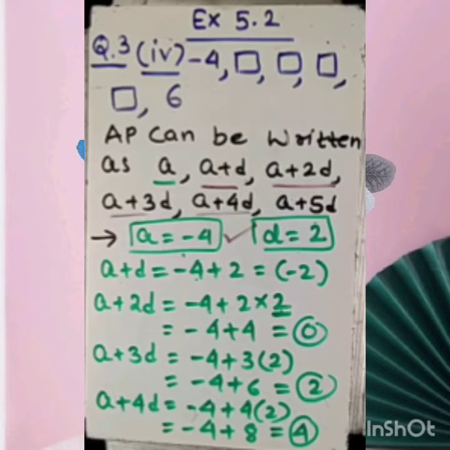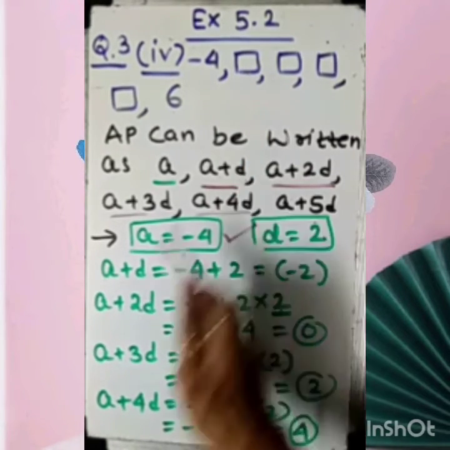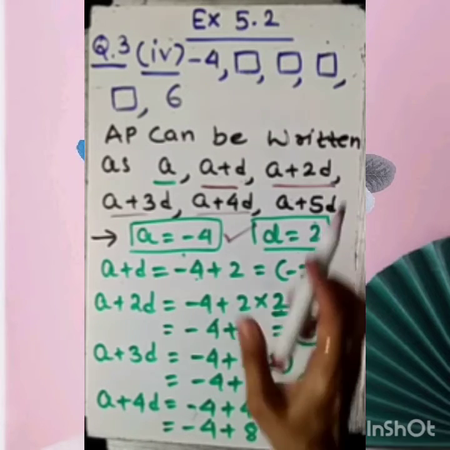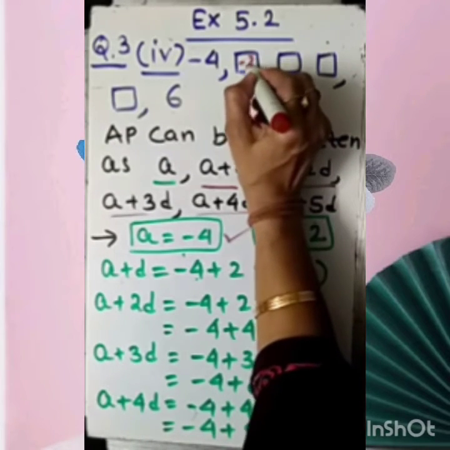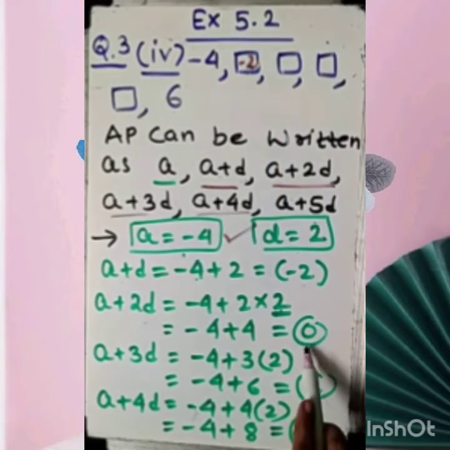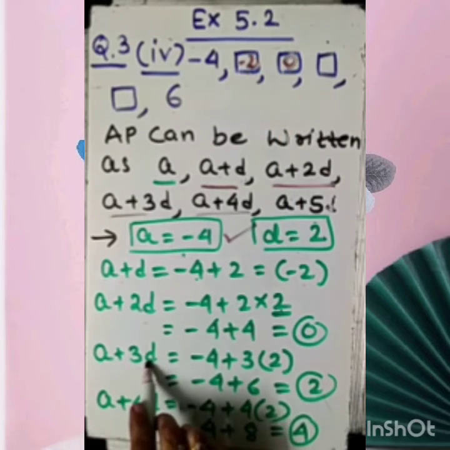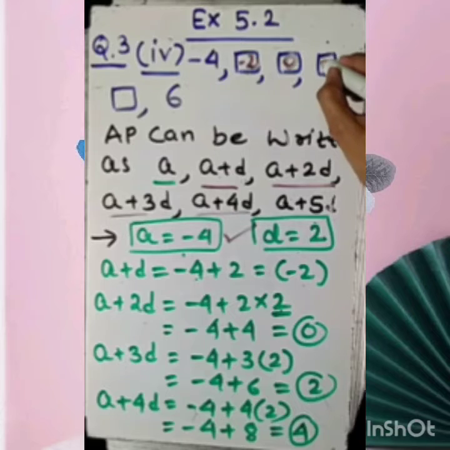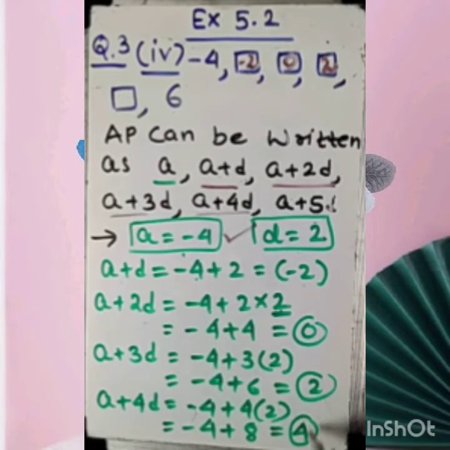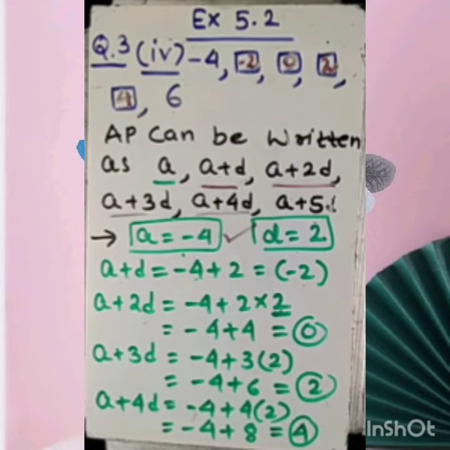So finally I need to say the required terms. Here it is the second term. Second term is A plus D, and the value we found is minus 2. So I need to mention here it is minus 2. A plus 2D, its value is 0. So I need to mention it is 0. Then A plus 3D, its value is 2. Next term is 2. And the last term, which we have to find, its value is 4. So this is the required result. Got it?